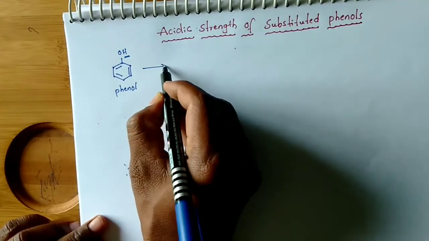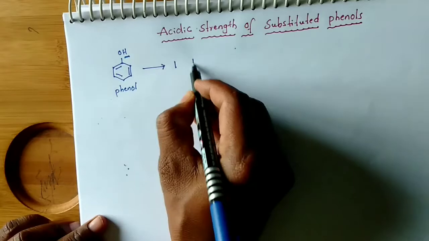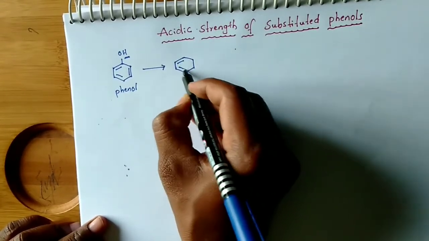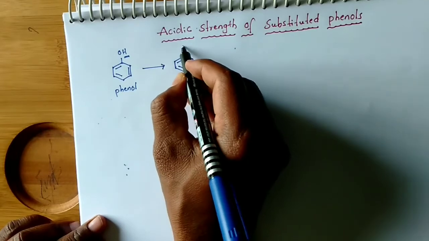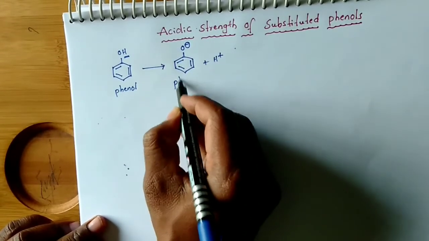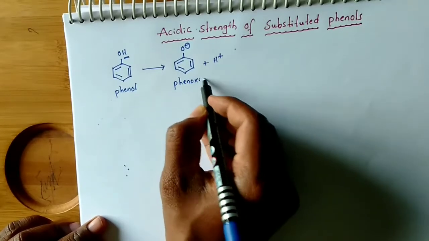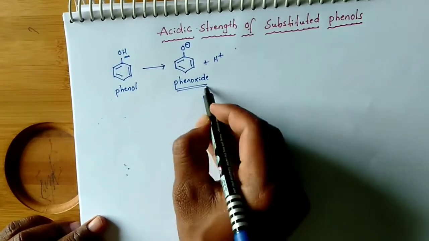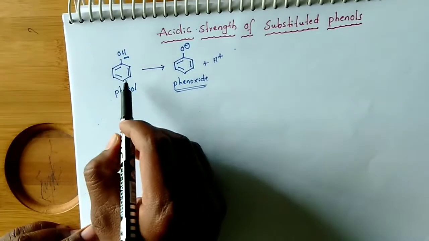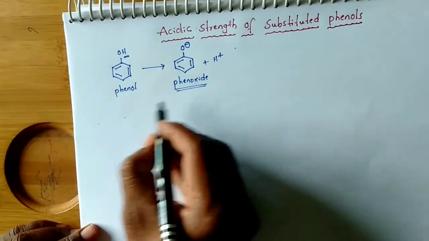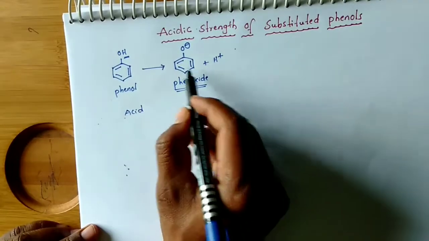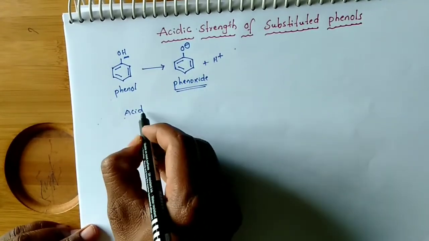If it furnishes the H plus ion, there is the formation of phenoxide ion. This is called phenoxide ion. If the stability of phenoxide ion is more, the acidic strength of phenol is more. So acidic strength of phenol depends on the stability of phenoxide ion.